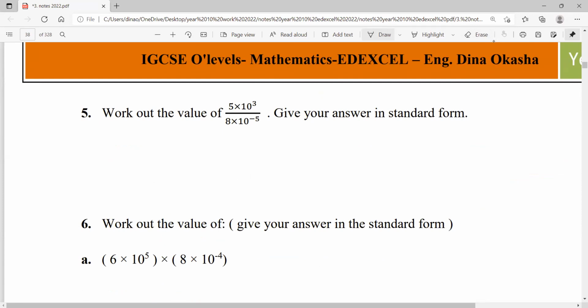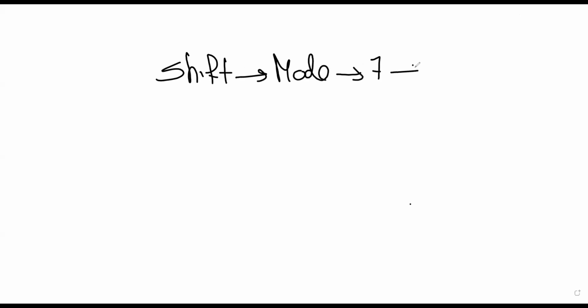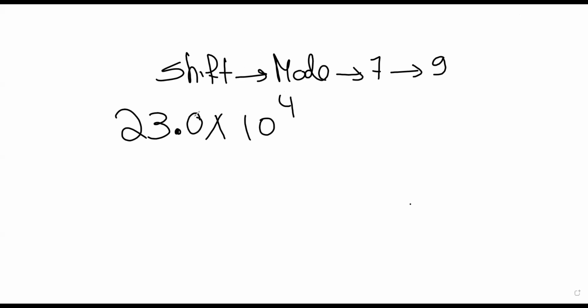بس قبل ما نعمل الجزئيه دي I'm going to move to the whiteboard وهخلينا نلعب لعبه كده صغيره كده مع بعض. Let's change the calculator back to standard. So please everyone press shift mode 7 and 9. And then I want you to write this number: 23 times 10 to the power of 4. طبعا دي كده ما هياش standard form. This is not standard form. Why? Because the decimal is here, although it's not written.